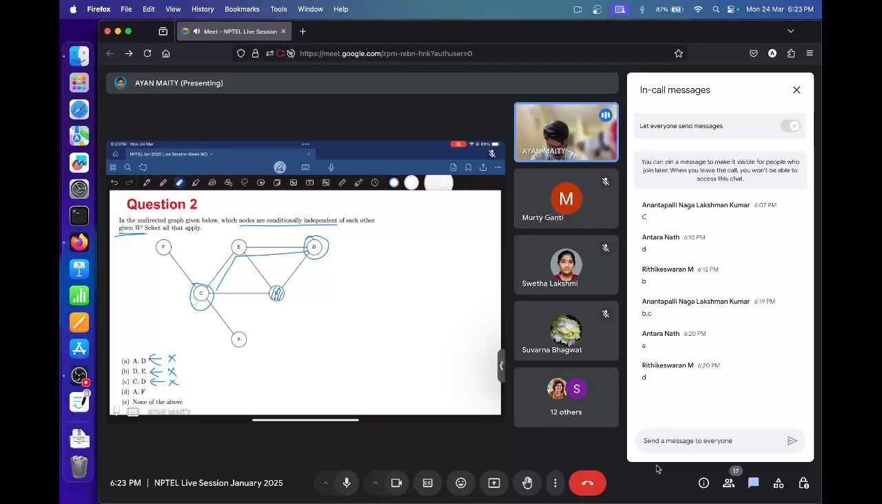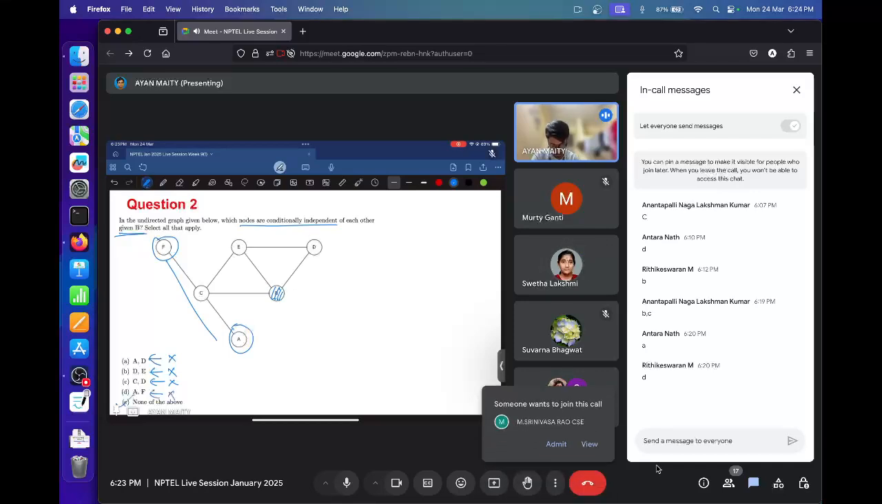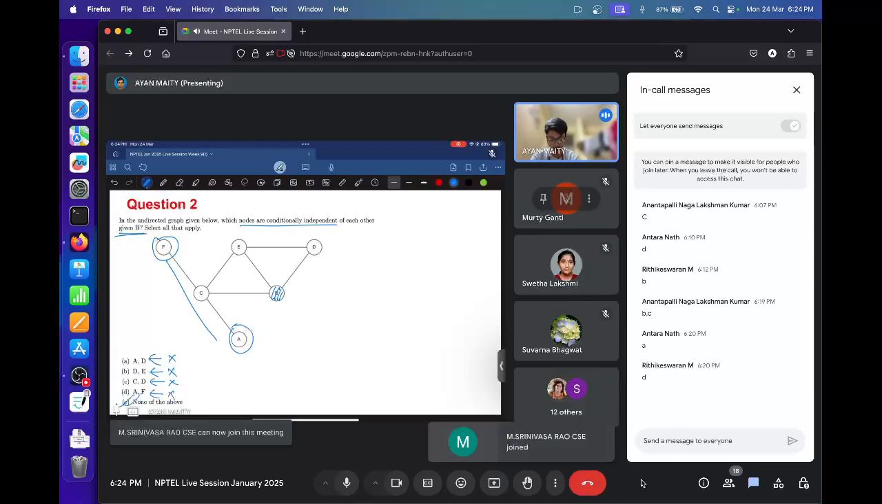And the fourth option is A and F. This path exists from A to F, which does not go through B again. So A and F are also not conditionally independent of each other, so this is also not correct. So the correct answer will be none of the above. None of the options are conditionally independent of each other given B.